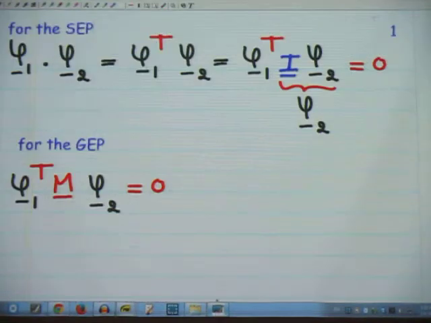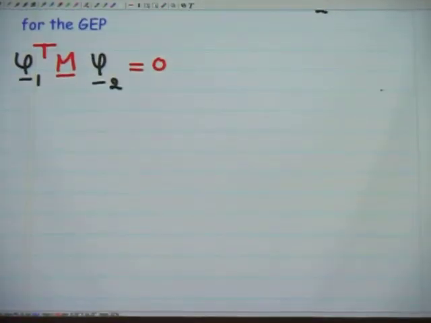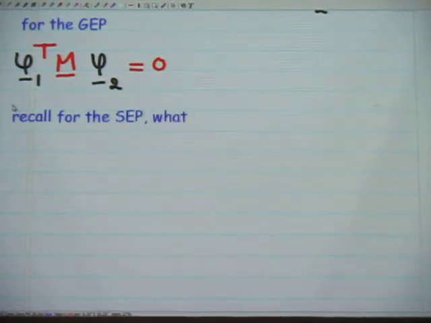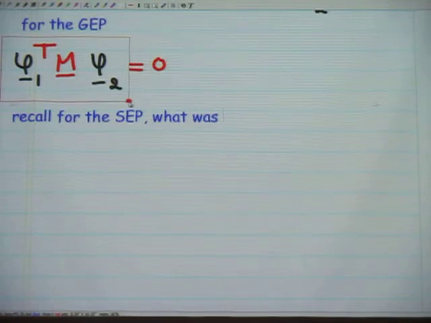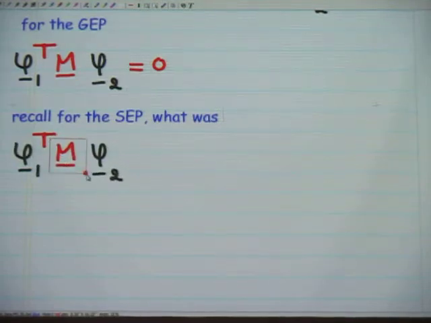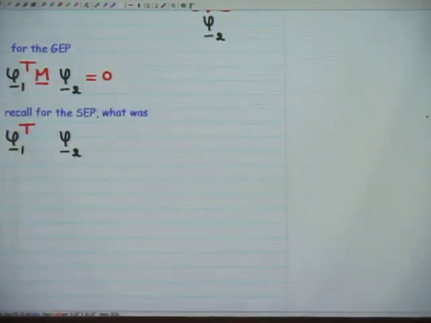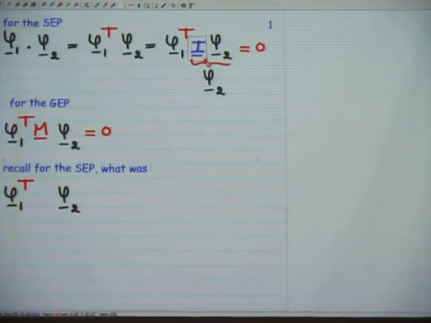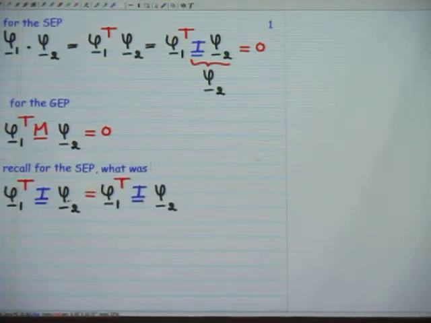Let me write something so you have in your notes. So recall for the standard eigenvalue problem, the mass matrix is the identity matrix. And let me zoom out so you have the big picture. Right, and this is the same as saying phi1, sorry, I meant to write 1 here.